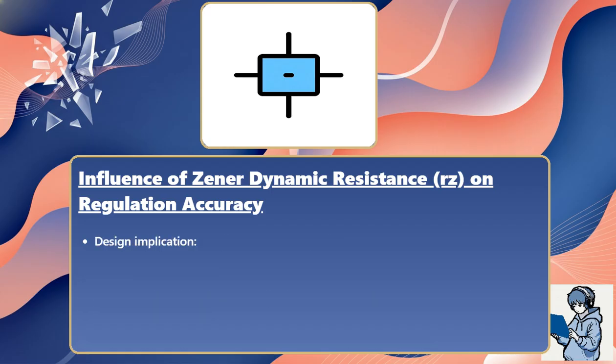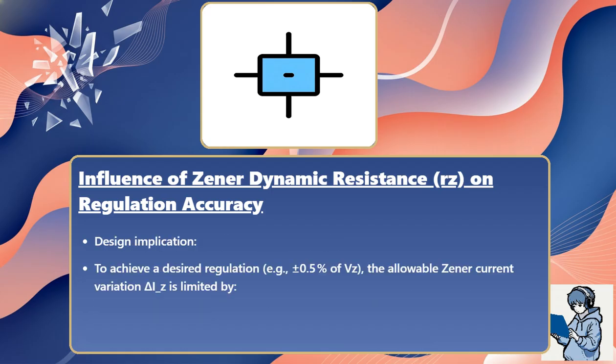Design implication: to achieve a desired regulation, plus or minus 0.5% of V sub Z, the allowable Zener current variation delta I sub Z is limited by delta I sub Z is less than or equal to plus or minus 0.005 V sub Z divided by R sub Z.